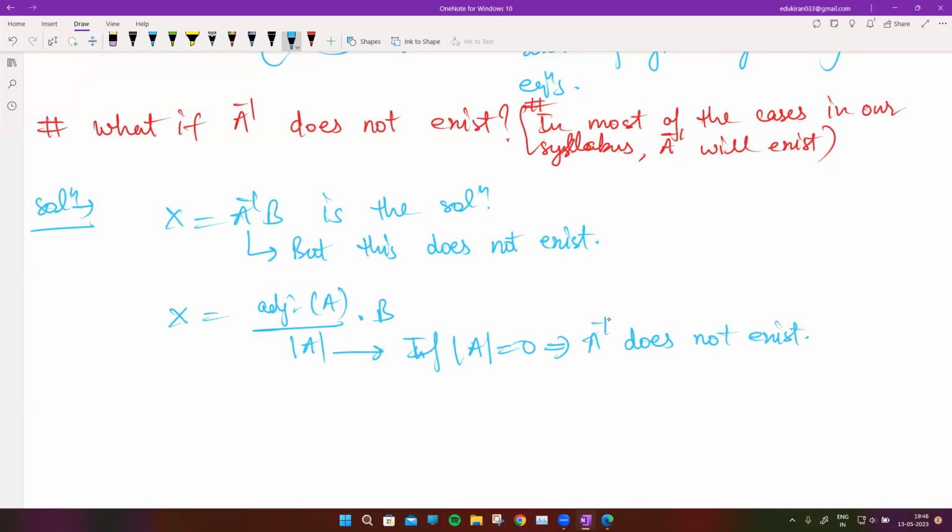Now we will not be able to find out the A inverse definitely. That is true. But what about the solution? Do we have a solution? Yes, we may have a solution or we may not have a solution. But how to identify that will be a trick, a very easy trick.